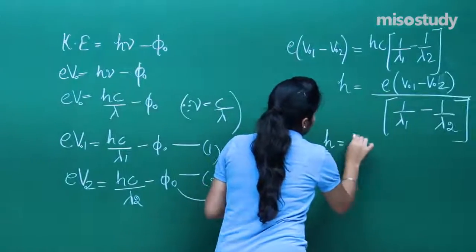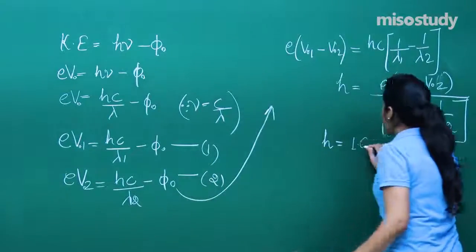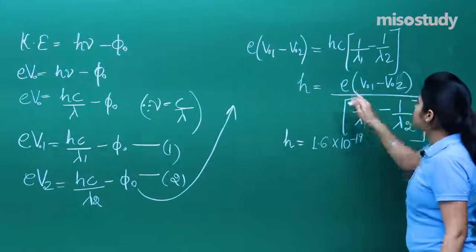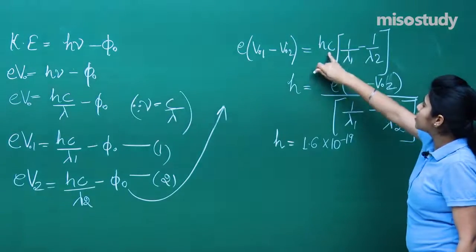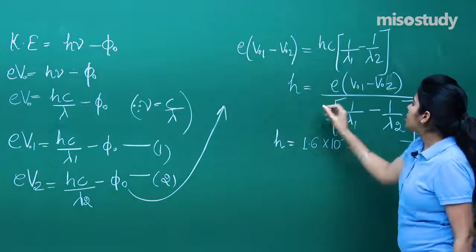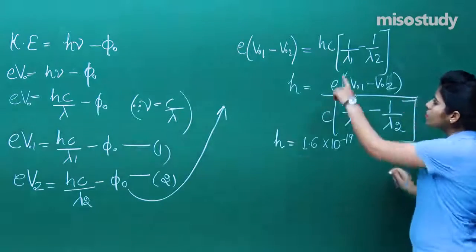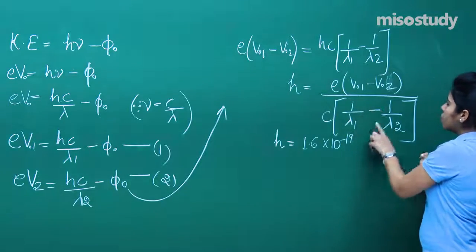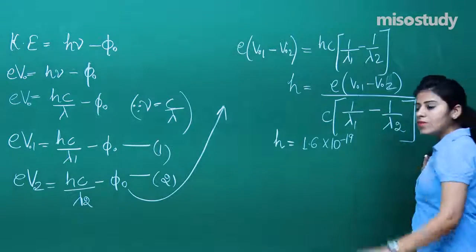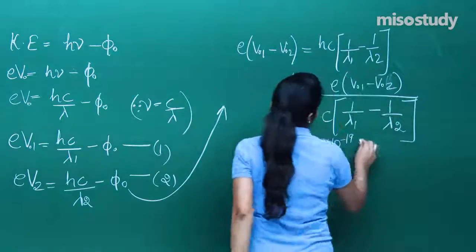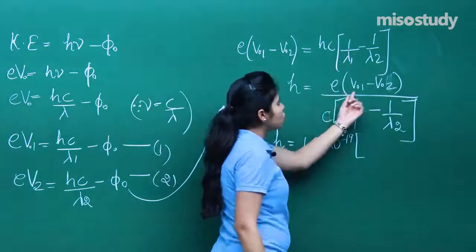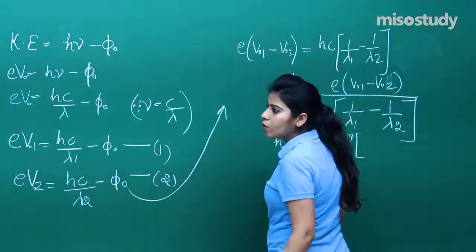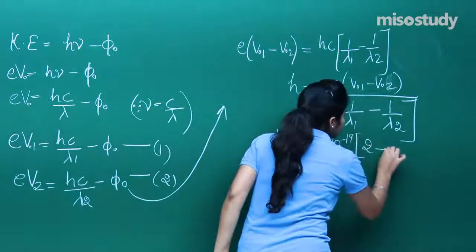So h will be equal to e. e is 1.6 into 10 raised to the power minus 19. So where is the c that has gone? This will be c here. h will be e by c, (V0 1 minus V0 2) divided by the wavelength. So now we are having something like this, V0 1 minus V0 2. V0 1, you can see from the equation, this is 2 minus 1.